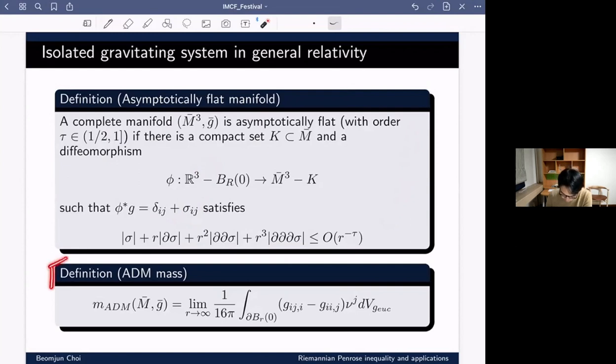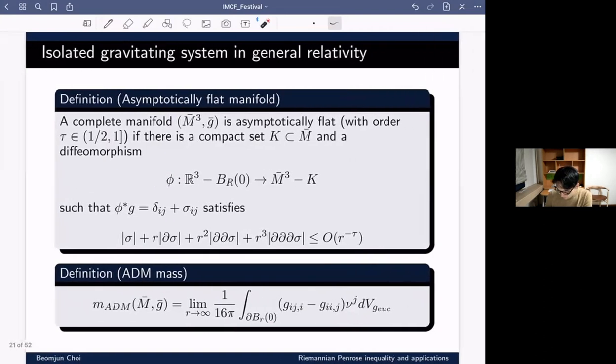there's some notion of total mass of this system, which is called the ADM mass. This is named after three persons. They define the mass as a limit of flux integrals. It's a very complicated definition, but I won't use the definition today. What's important here is that the definition of this ADM mass depends on the parametrization chart phi, but it's actually independent of that. So it's a kind of geometric invariant.